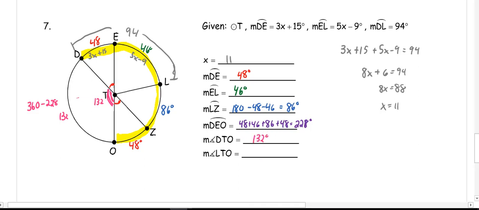And then the last angle is LTO, so LTO is these two angles together. So to add those two together, we would get 48 plus 86, and that would be 134 degrees.